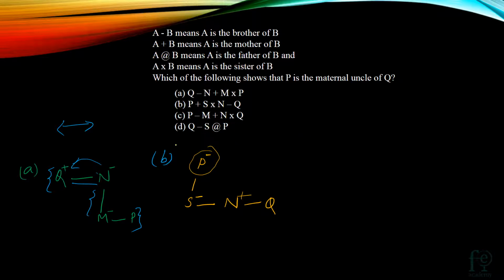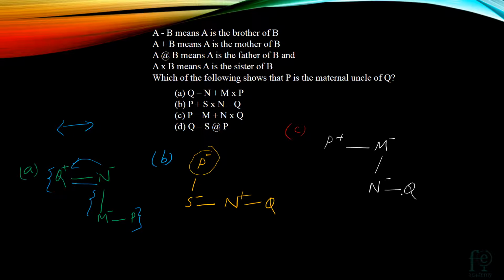So B is also not our option. Now let's go to C. Once we get the answer, we will be stopping there. C option: P minus M means P is the brother of M. M plus N means M is the mother of N. Now P minus M plus N we wrote. N cross Q means N is the sister of Q.